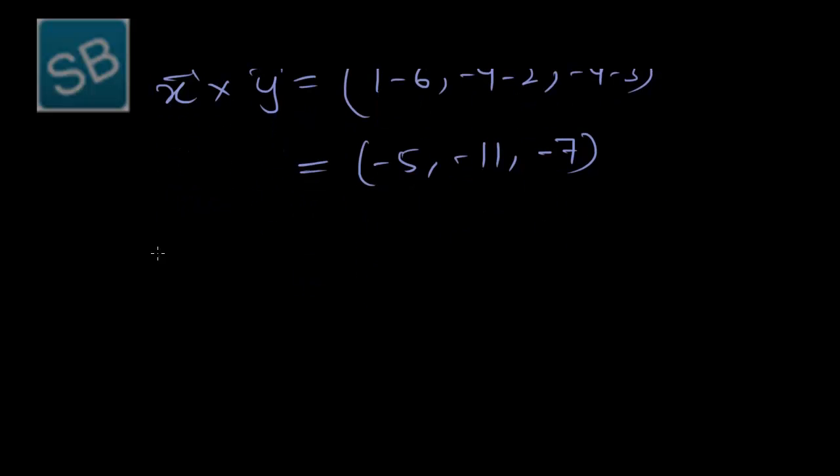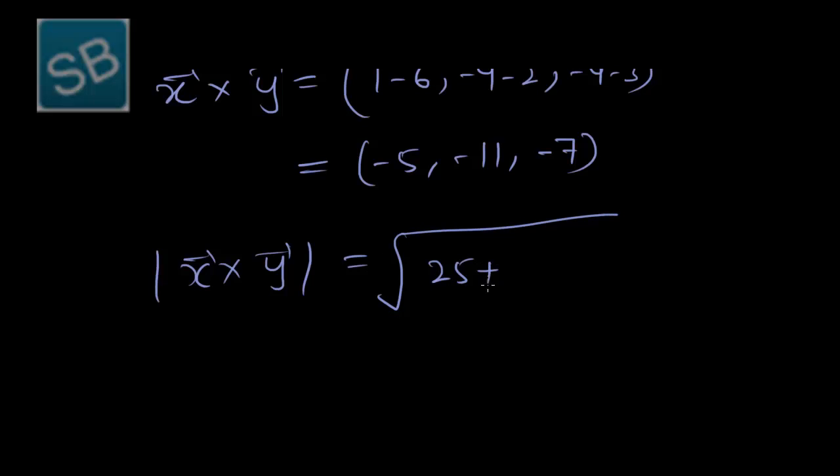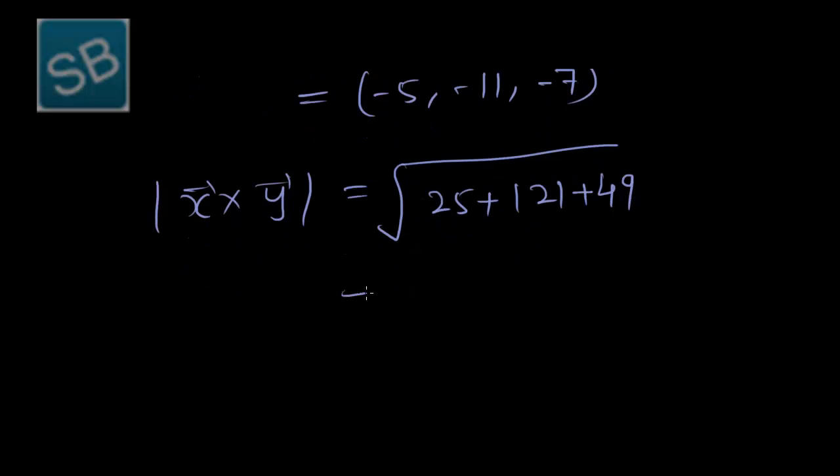So its magnitude is under root of minus 5 square, that is 25, 11 square, that is 121, plus minus 7 square, that is 49. That is under root 195. So these are the problems related to outer product.